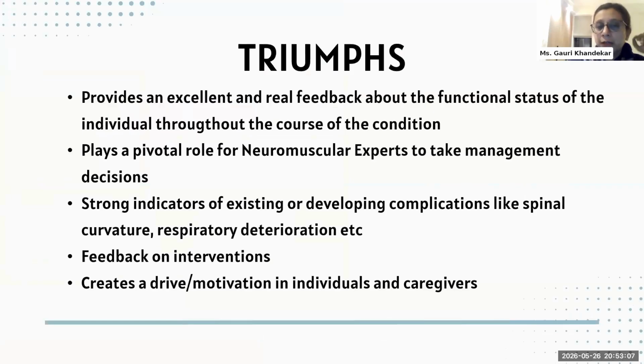So what are the triumphs of that? It provides excellent and real feedback about the functional status of the individual. It plays a pivotal role for the neuromuscular expert in taking management decisions. It is a strong indicator of existing or developing complications like spinal curvature and respiratory deterioration, and it gives us feedback about interventions. It also creates a drive or motivation in the individuals and caregivers. Especially when the child is on DMT, improvement in the scores is a motivation for the parents and caregivers.